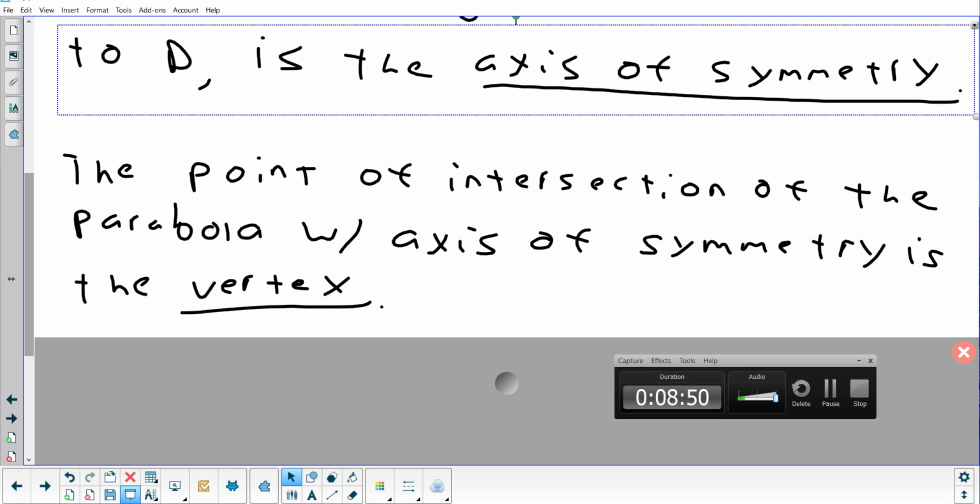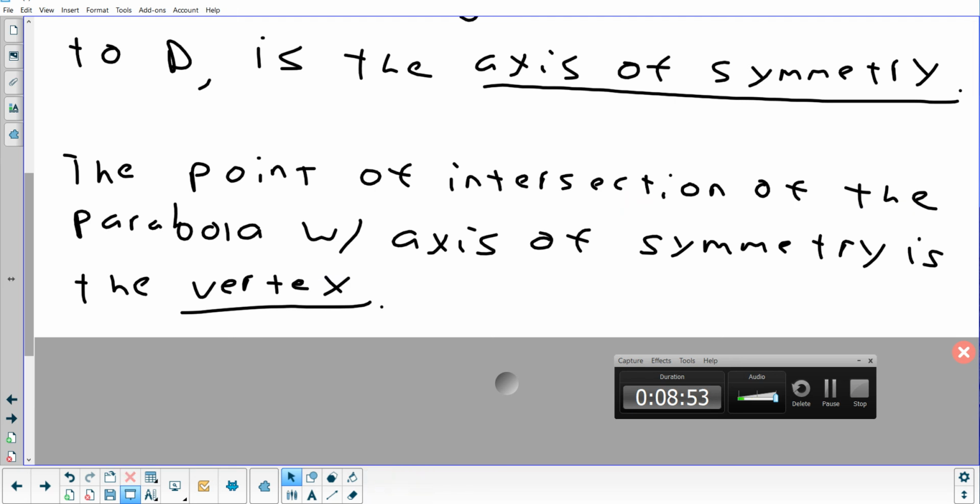Okay, so where the axis of symmetry intersects the parabola, that's called the vertex. A parabola only has one of them. When we talk about an ellipse and a hyperbola, we'll talk about vertices, a plural. But a parabola only has a single vertex.